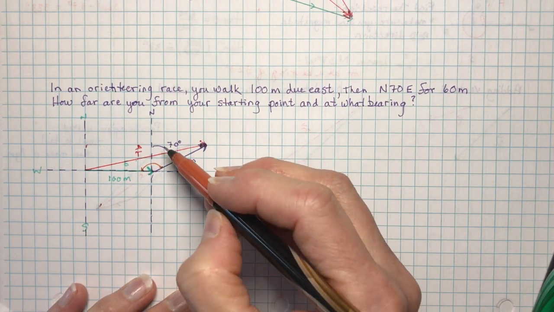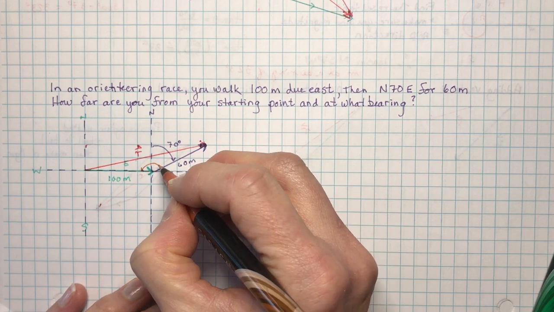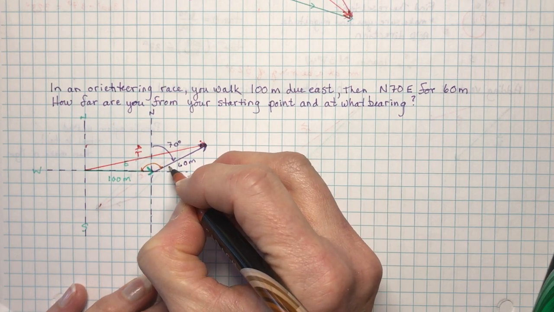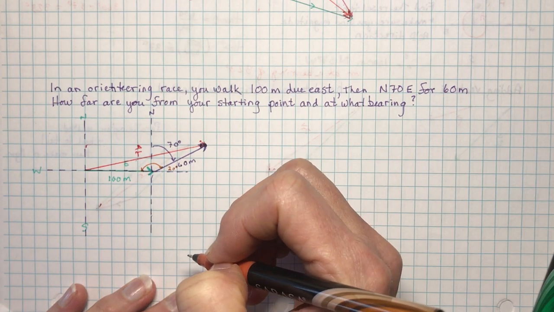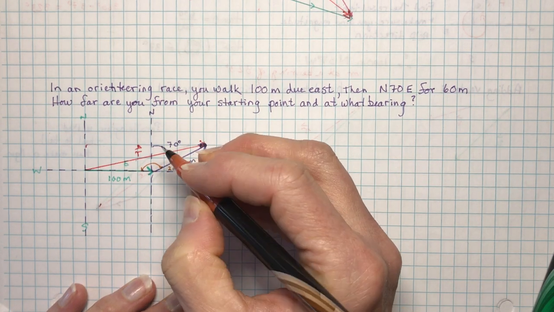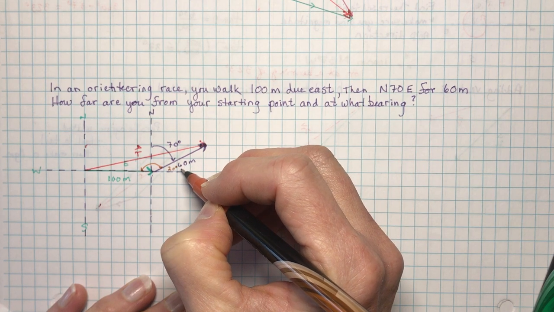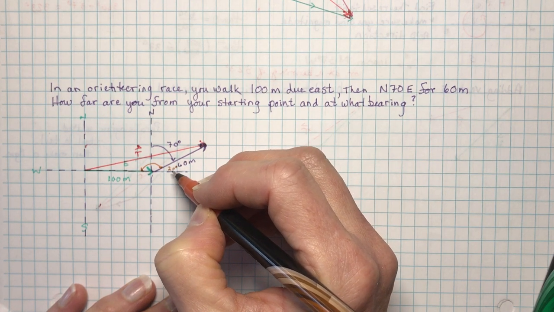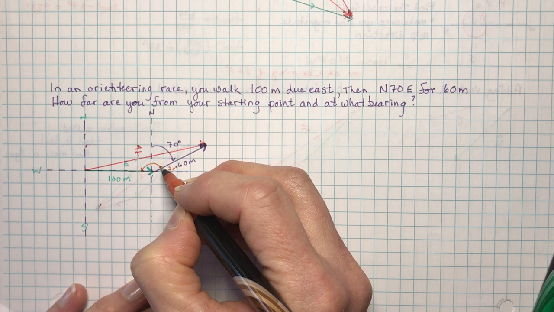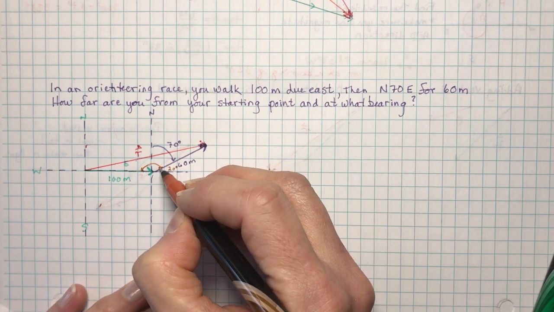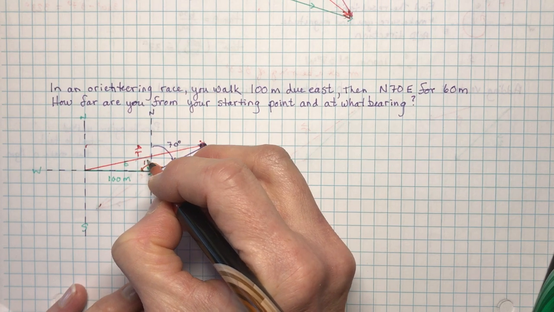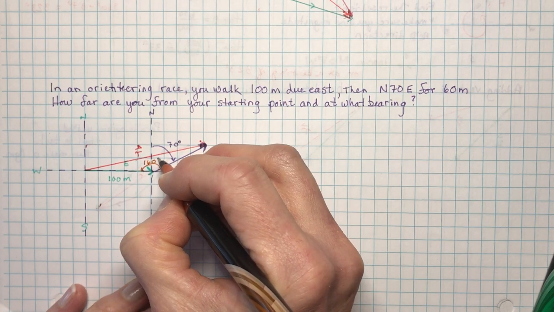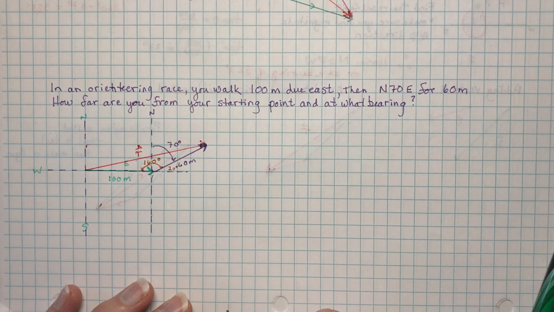Well, if this is 70, that means this angle in here is 20 degrees. That's 70 to here, this is 20. And that means this whole thing here would be 180. So if this is 20, this is 160 degrees. And that's the angle you need to find first.